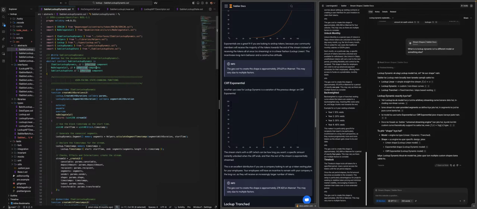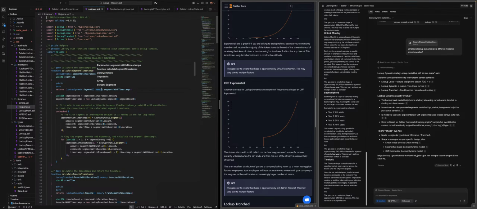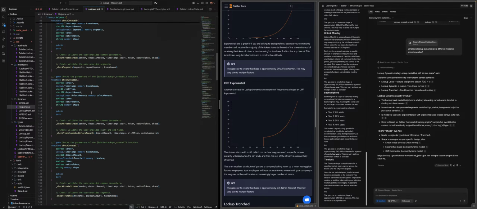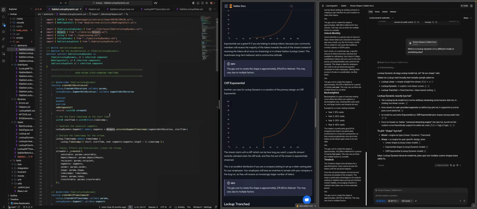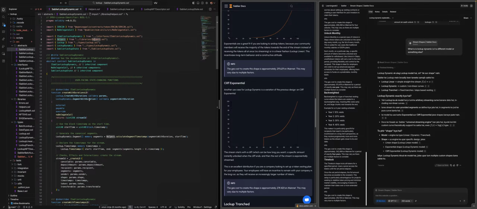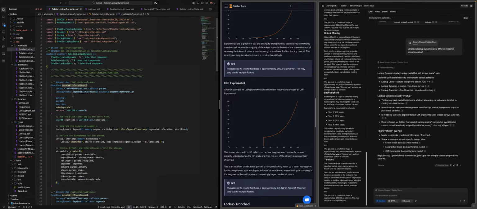Cool. Helpers lockup, that's all. Helpers are doing what? Calculate segment timestamps. Okay, they are quite good. Okay, let's just dive deep here. So create with duration lockup dynamic, and it takes params which are of type create durations.